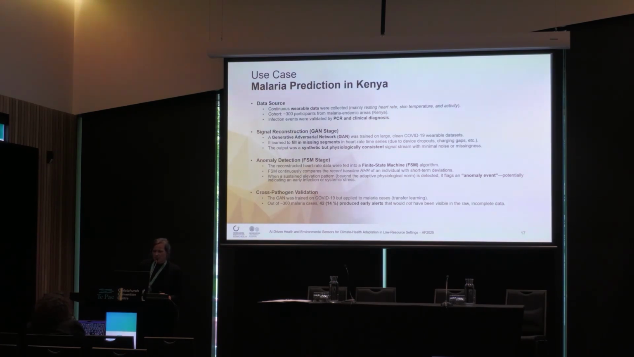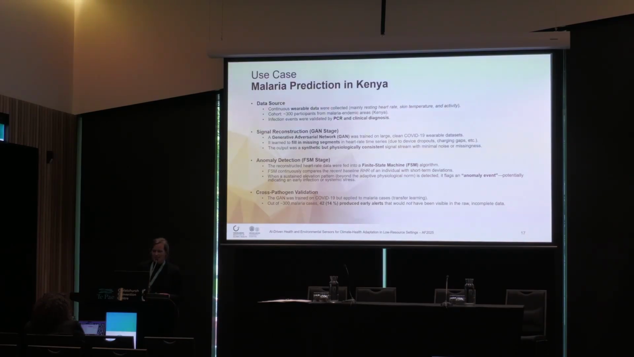Essentially, to summarize and give you an overview of what we've done: in this Kenya study, we continuously collected wearable data with 300 participants. Infection events were validated by PCR and clinical diagnosis of malaria. We then trained a generative adversarial network on another COVID-19 data set to fill up the missingness that we found in the heart rate data from the wearable devices. The reconstructed heart rate data was then fed into a finite state machine, which compares against the different baseline heart rates.